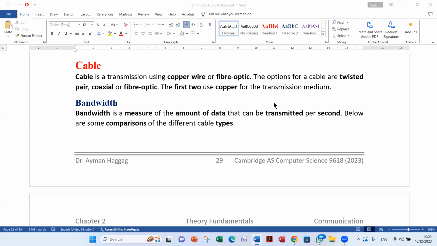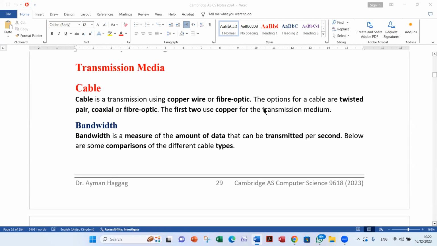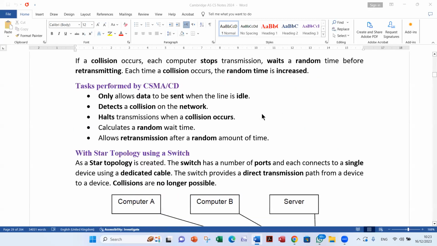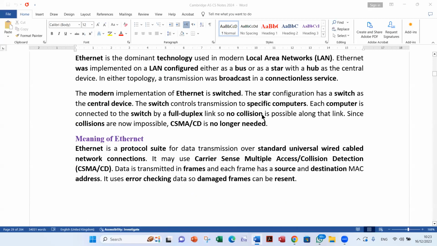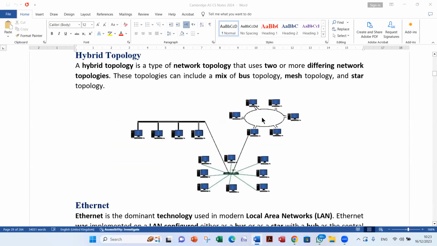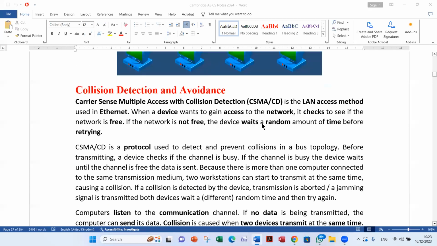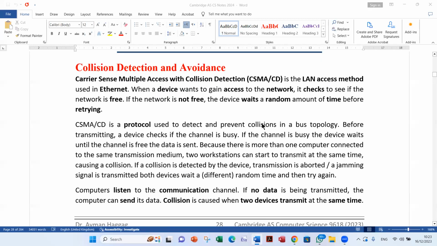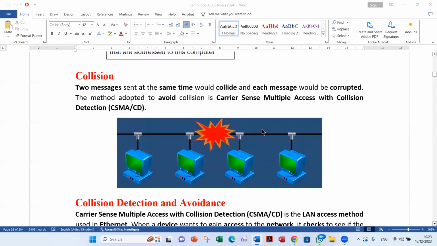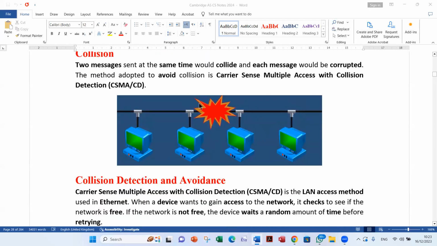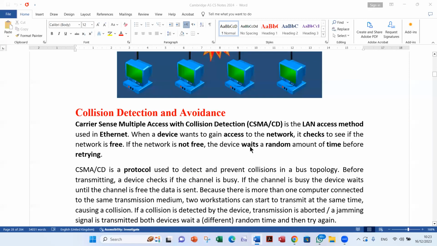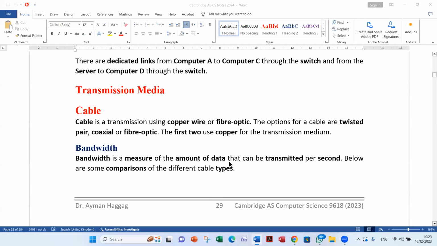AS Computer Science, Chapter 2, Communication, Part 2. We start with transmission media. We already studied types of networks, types of network topologies, and also collision detection and avoidance. This is a problem that may occur when you have a bus topology where all computers transmit on the same shared media.